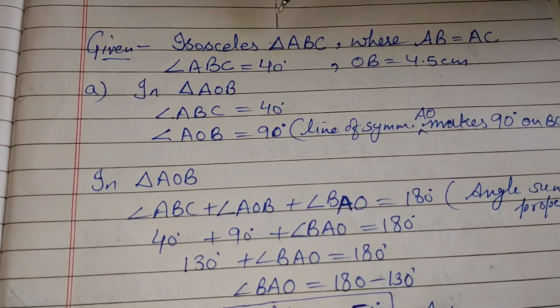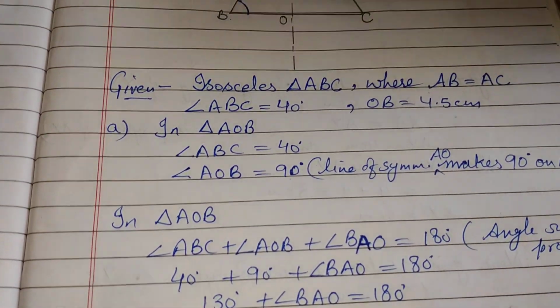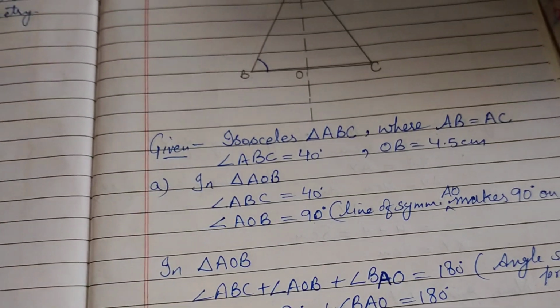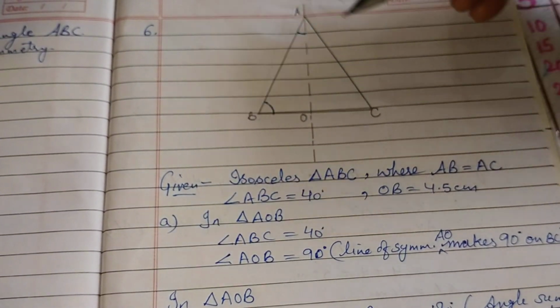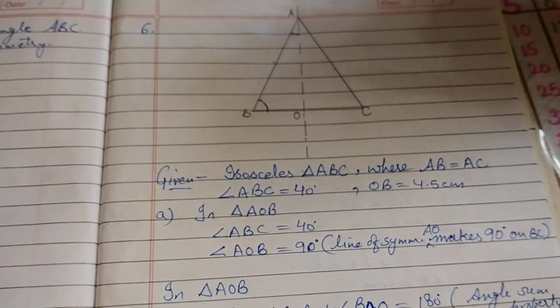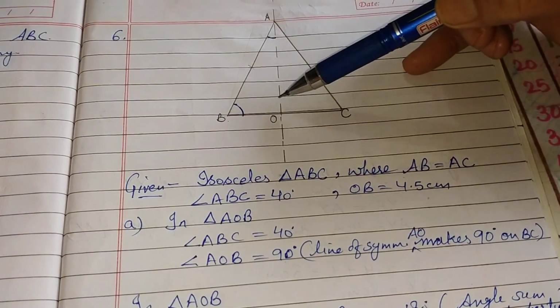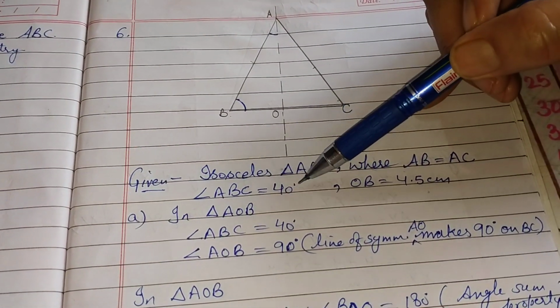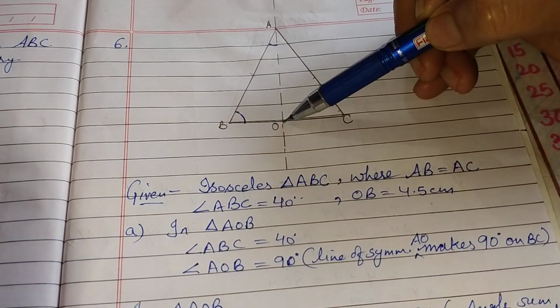Okay, firstly we will write this. Given: triangle ABC is an isosceles triangle. We know that isosceles triangles are those triangles which have two sides equal. Here these two sides are equal: AB is equal to AC. It is already given that angle ABC is equal to 40 degree and OB is 4.5 centimeter.